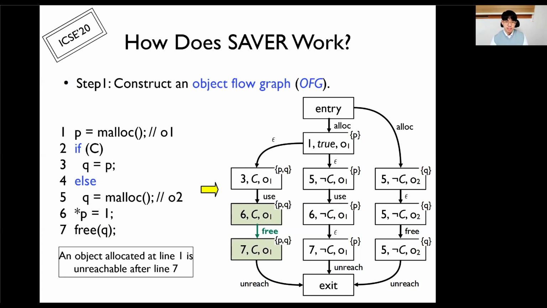And the edges represent the program control flow, labeled with events such as free or use for the object. For example, these edges highlighted in green indicate that this object O1 is freed when it flows from line 6 to line 7 under the true branch condition, which is C. And these edges with the label epsilon indicate no event occurs for the object O1 under the false branch condition from line 6 to 7.